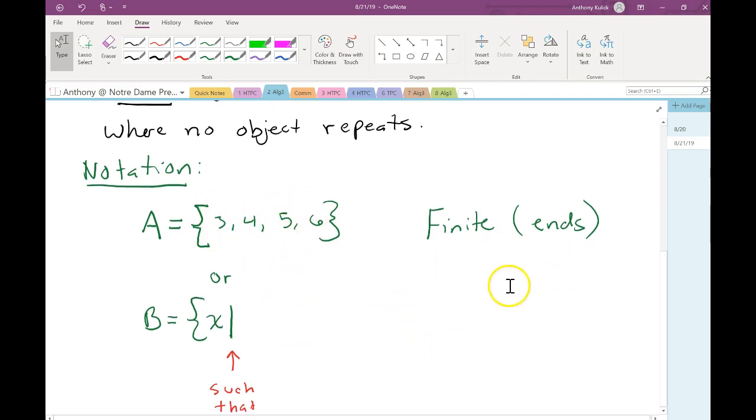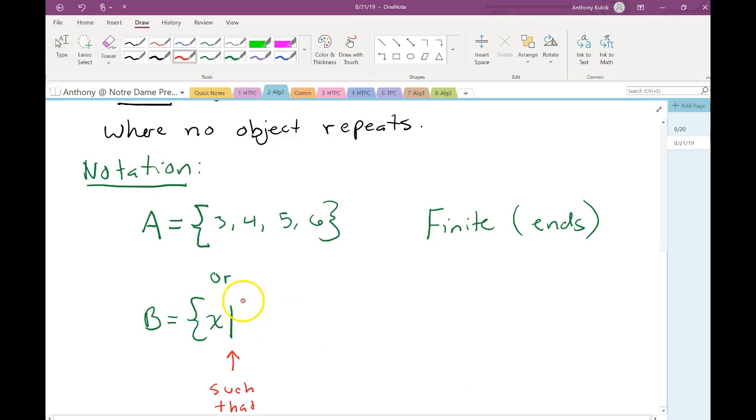If our list doesn't end, we need to use a slightly different notation. So an example of that, if we have the set B, we write B equals, and then the curly bracket, and then a variable as a placeholder. This variable I'm going to use to describe a rule that describes the set. And then I'm going to draw this vertical line, which just represents the words "such that." So this reads like B equals the set of x's such that some rule pertaining to x.